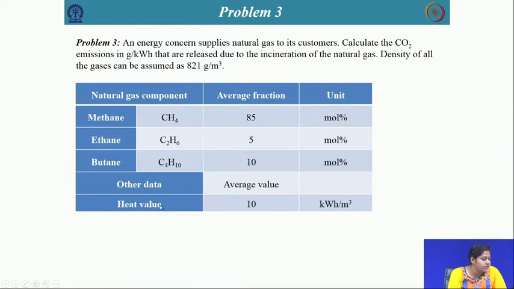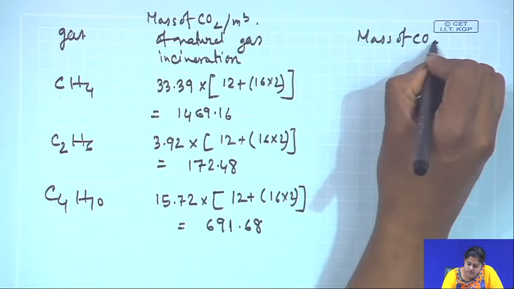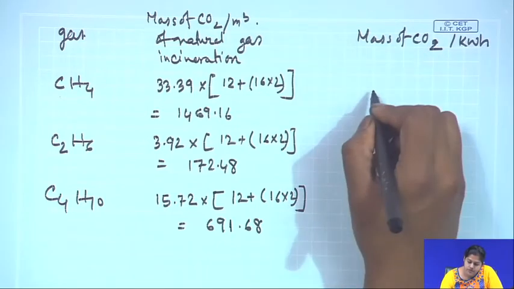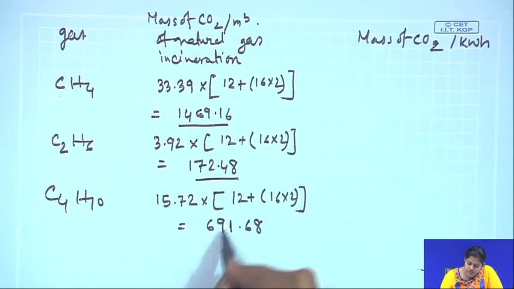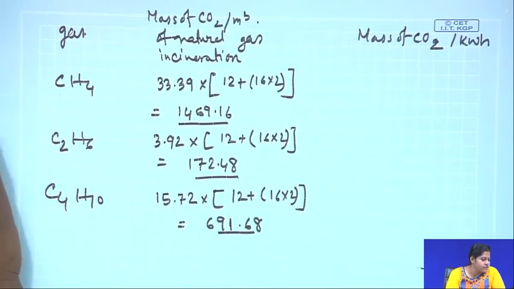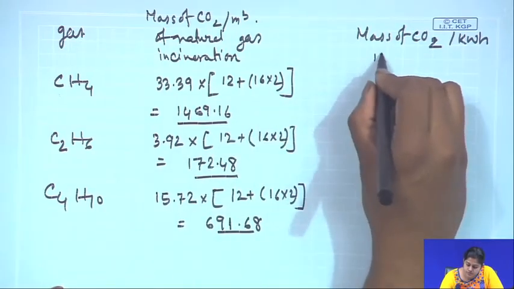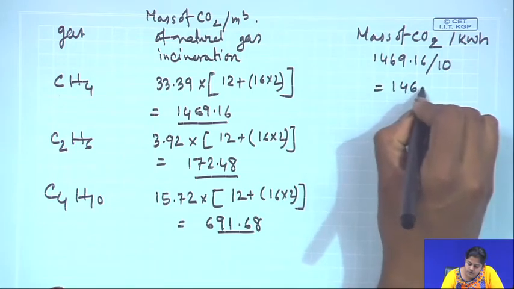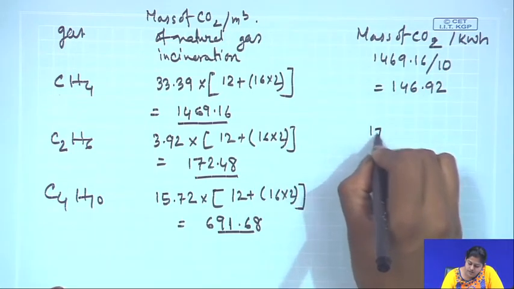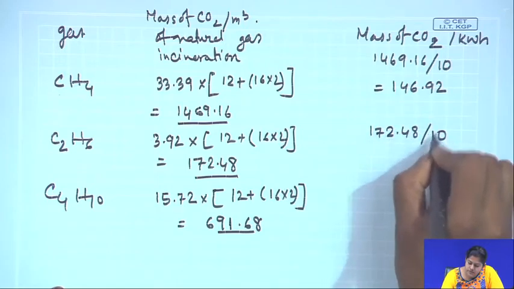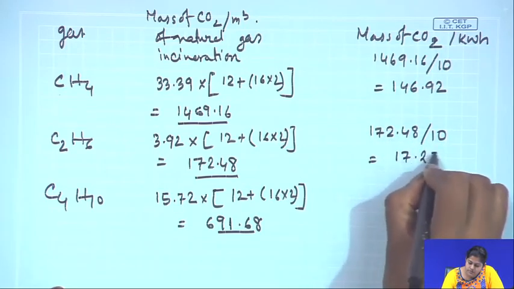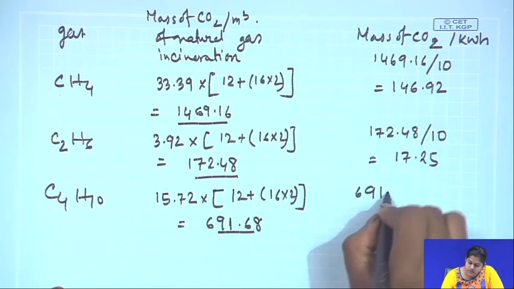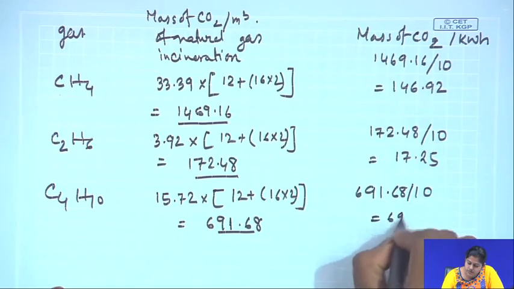So, this value now we require to solve this. Heat value is 10 kilowatt hour per meter cube. So, for the mass of CO2 generation per kilowatt hour, we will simply divide these values by the heat value, that is 10 kilowatt hour per meter cube. So, this will be 1469.16 divided by 10, which will be 146.92. In the second case, this will be 172.48 divided by 10, that will be 17.25. Third case, 691.68 divided by 10, this will be 69.17.